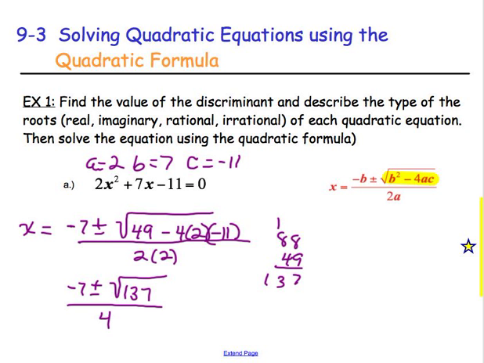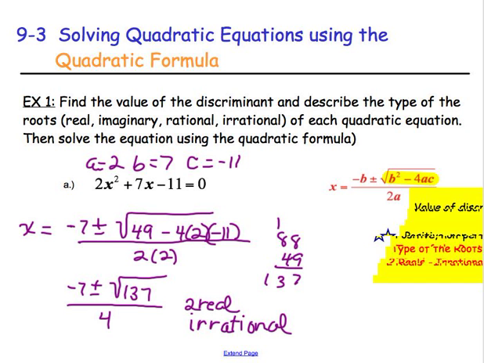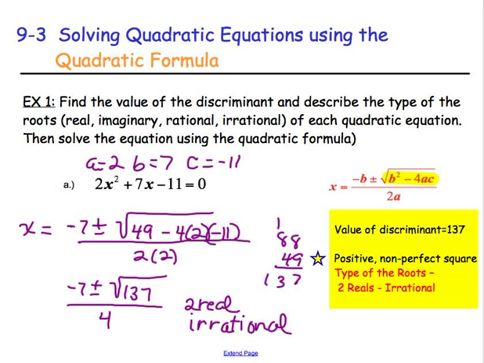So looking at our discriminant, we're going to have 2. It's positive, so they're not imaginary roots. They are real. And that's not a perfect square, so they're irrational, because the root of 137 is not an integer. So if we take a look at my little pull-out tab, let's hope I get this right. Value of discriminant, 137. Type of roots, 2 reals, and they're irrational.